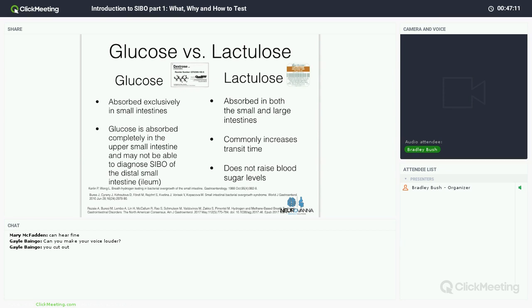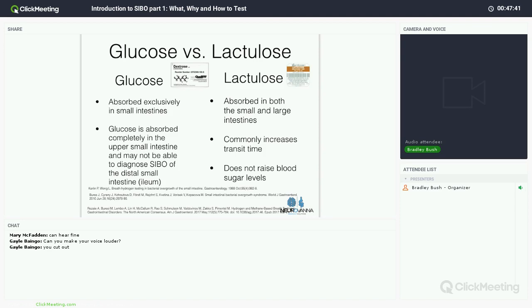Number two, it's absorbed in both the small and large intestines, which means sometimes it does get a little bit deeper in the small intestines, and you might be able to identify that someone has an elevated SIBO in that very lower 18 to 22 feet down in the small intestines. And of course, that might be on the razor's edge between the large and small intestines. But there is that benefit. So they both have good benefits.